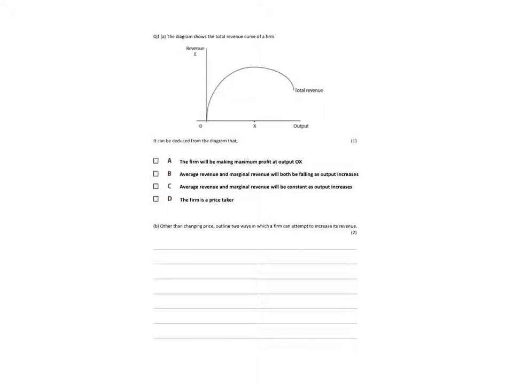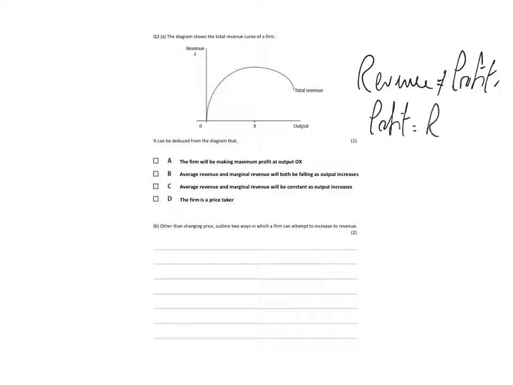We have to remember here that revenue is not the same as profit. They are quite distinct, in that in order to calculate our profit, we need to take our total revenue and minus our total cost. It may well be that at the output of OX, total costs are equal to total revenue. It could even be possible that total costs are greater than total revenue, so we wouldn't be maximising our profit. What we do see here is a total revenue curve where the gradient gradually decreases.